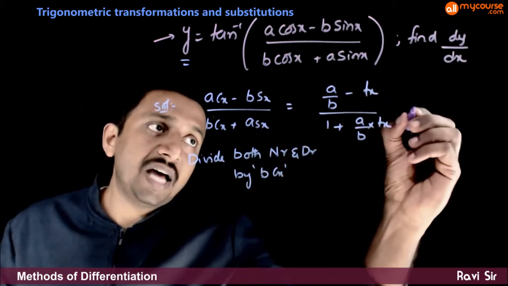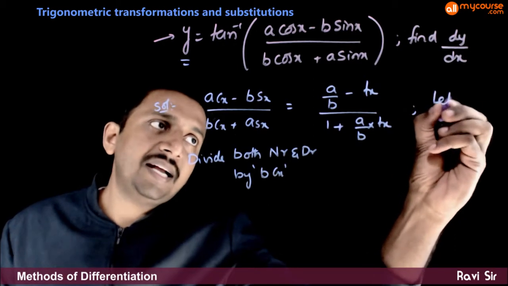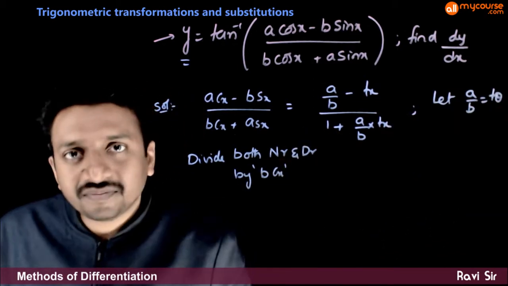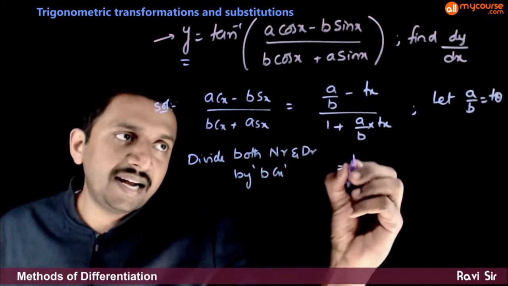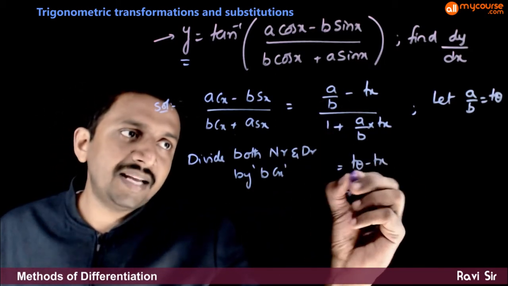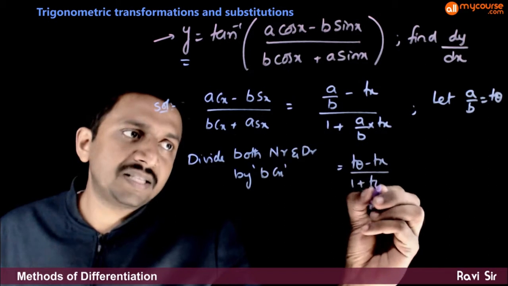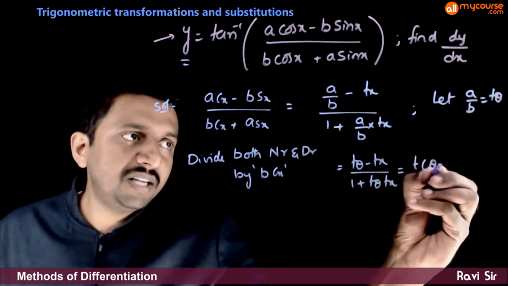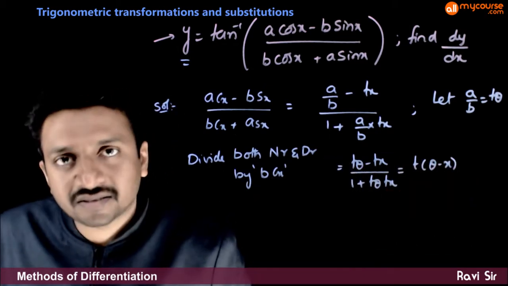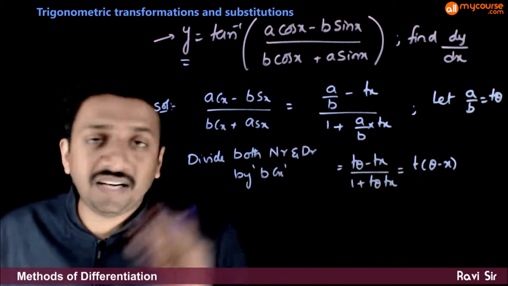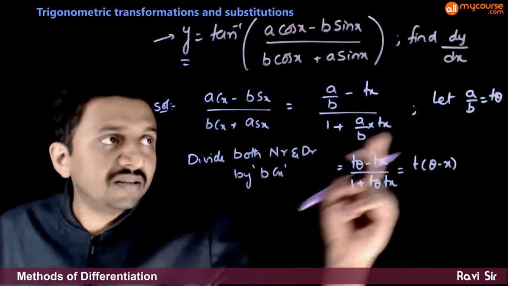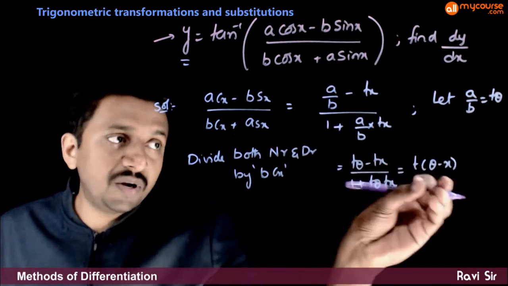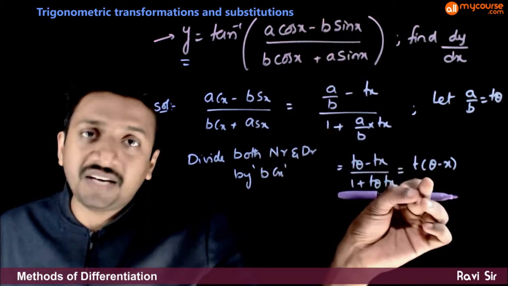So what I do is now I'll take a substitution. Let a by b be equal to some tan theta. So this looks like tan theta minus tan x by 1 plus tan theta tan x. That is equal to tan of theta minus x. So this expression, if a by b is equal to tan theta, is tan of theta minus x.